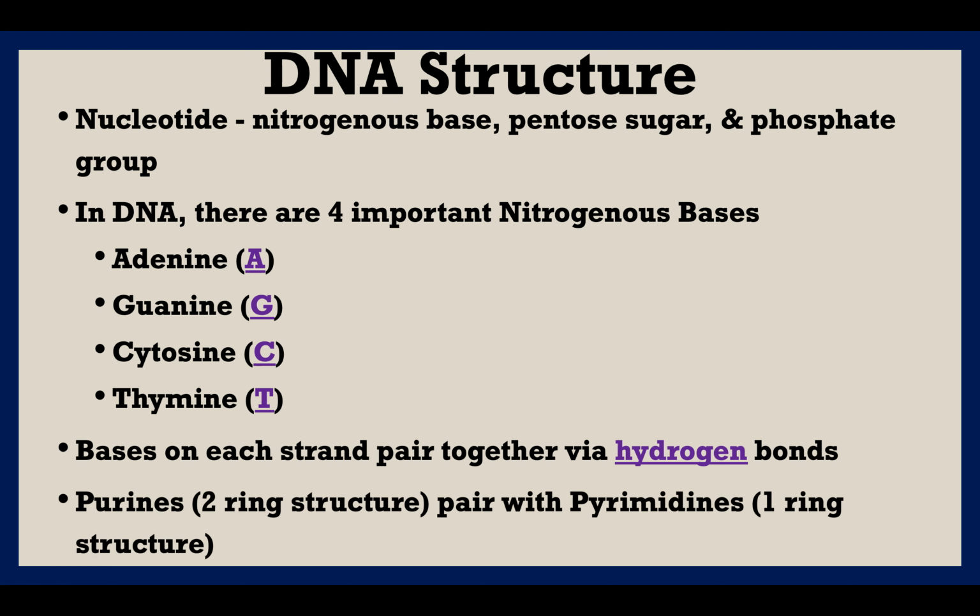We have two purines. Purines are those nitrogenous bases that have two rings in their structure. And then pyrimidines, we also have two of them, and those are the ones that have one ring structure. There may be a third one of those that we might discuss a little bit when we talk about RNA. But for DNA, we're only gonna see two and two, two purines and two pyrimidines.